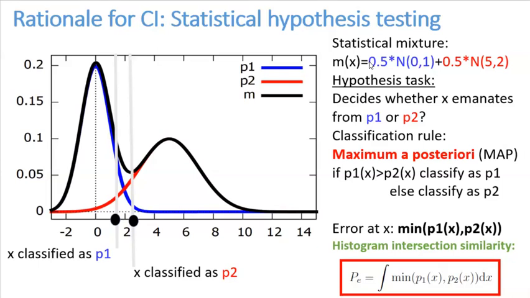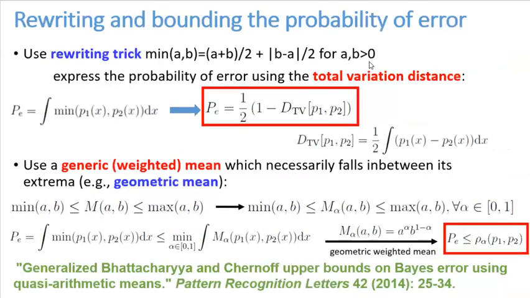And this probability of error, you can write it as this integral here. And this is a similarity measure. In computer vision, it's called the histogram intersection similarity, okay? And now we are going to use another trick. Chernoff used another trick.